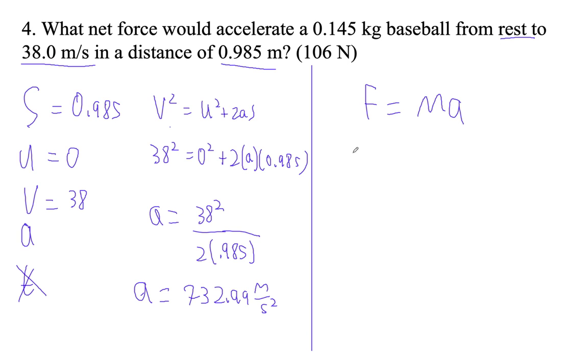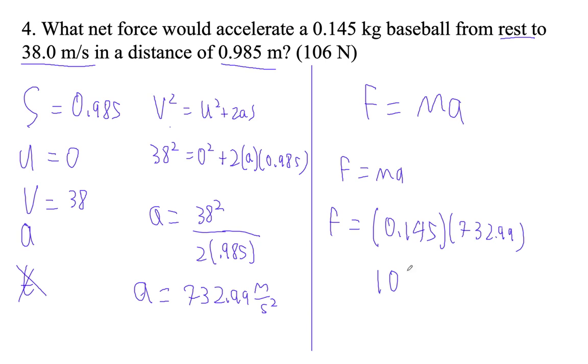Okay, and now we're set, right? The force is going to be ma. Why did I write it again? I don't even know. Okay, F equals 0.145 times 732.99. So literally on my calculator, I'm just going to go times 0.145. And I get 106.28, which with 3 sig figs would just be 106 newtons.